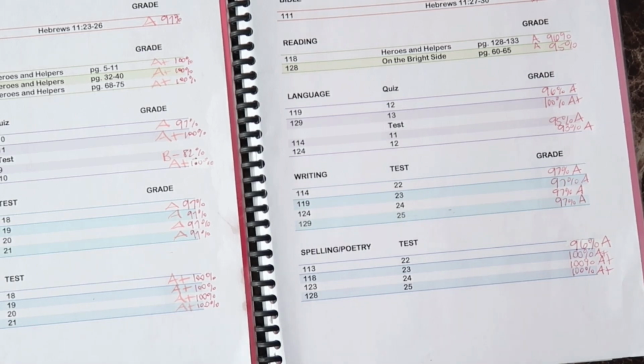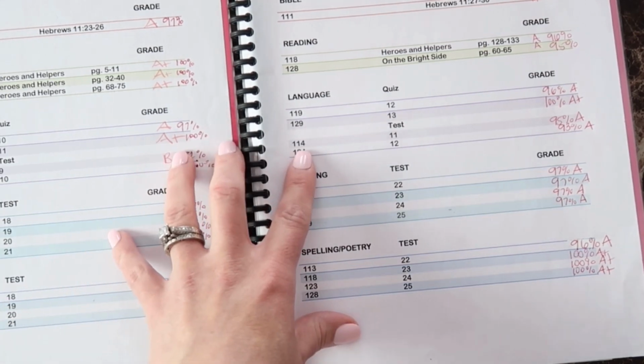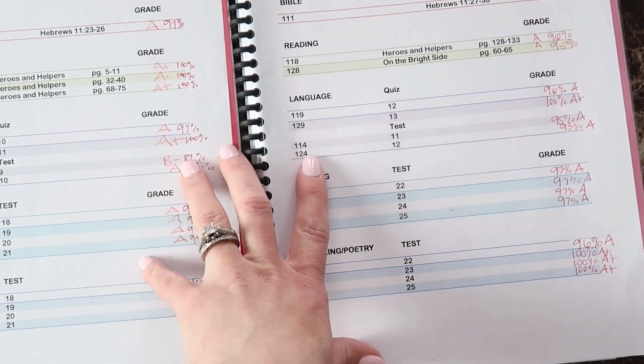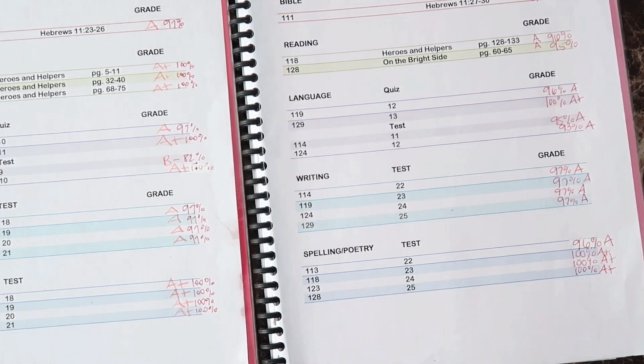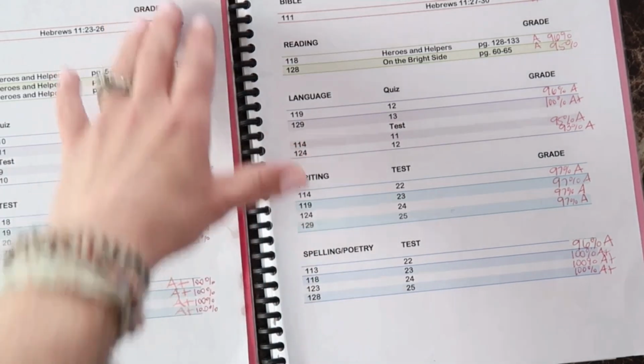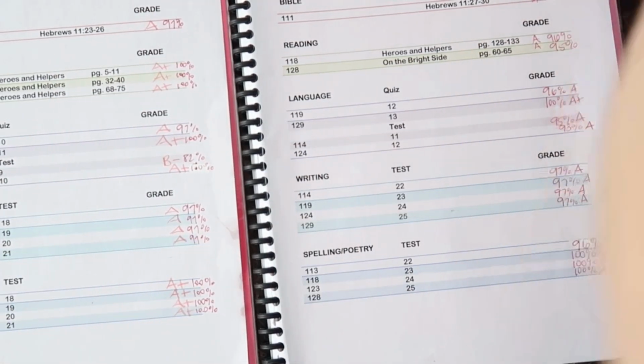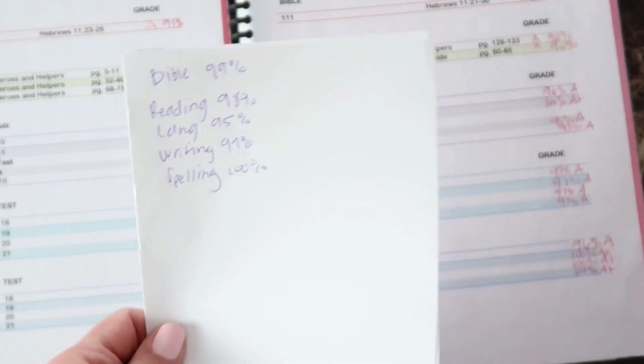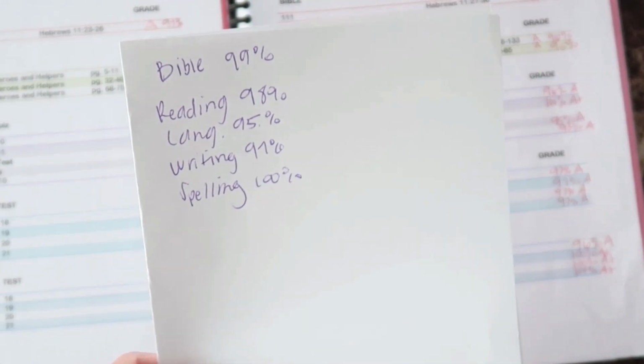So that is how I work through our history and science. Now I don't have math on here because my math is through Teaching Textbooks, so it's on the computer already. But I will be taking these grades that I've averaged out here and putting them onto her report cards.